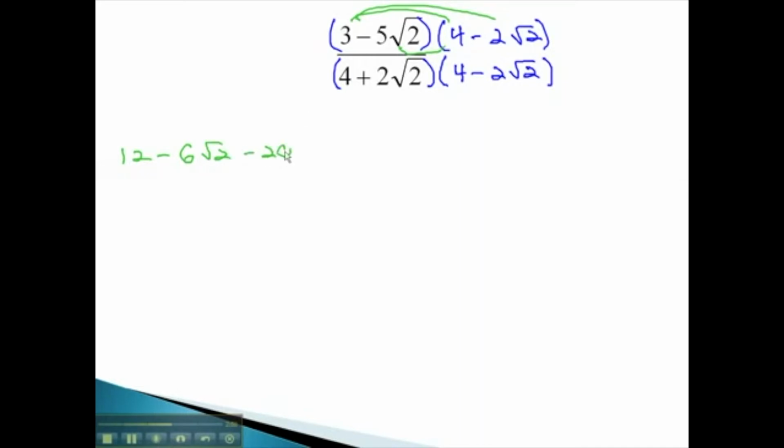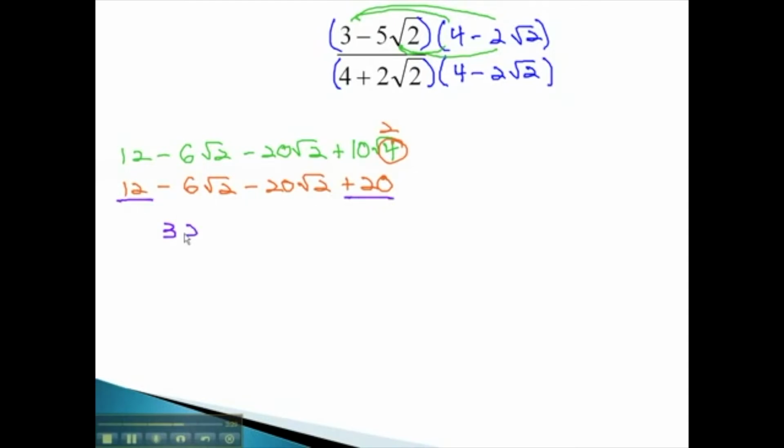minus 20 root 2, plus 10 root 4. Let's simplify this before we look at the denominator. The square root of 4 is 2, and so now we've got 12 minus 6 root 2 minus 20 root 2 plus 20. When we try and combine like terms, 12 plus 20 is 32, and 6 root 2 minus 20 root 2 is minus 26 root 2.